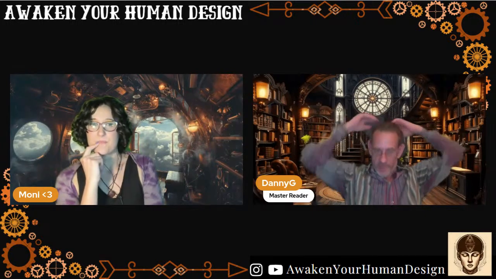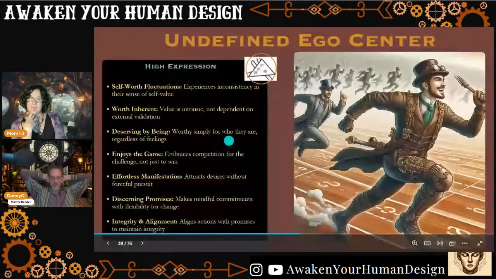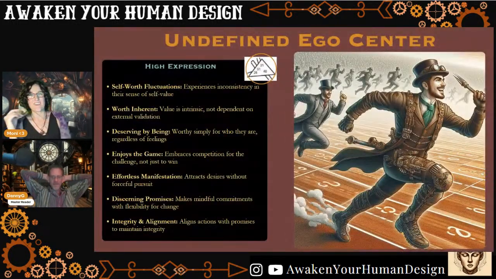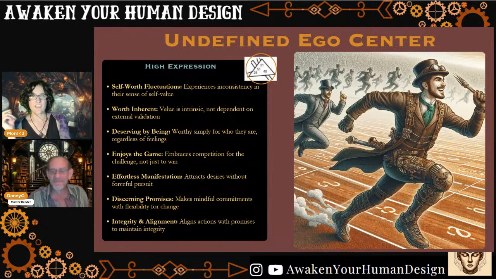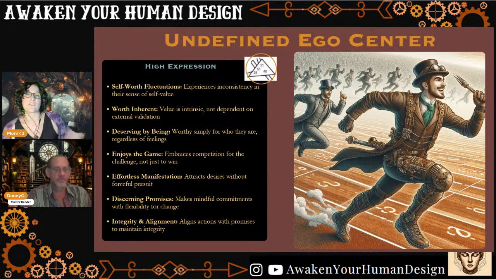Remember that. What were some of the rest of the words? We probably said most of them. The undefined ego center, the high expression, self-worth fluctuations, experiencing inconsistency in their sense of value and being okay with it. Being okay with, hey, that's something that's going to fluctuate because you're feeling it from other people, right? And from the planets and stuff.